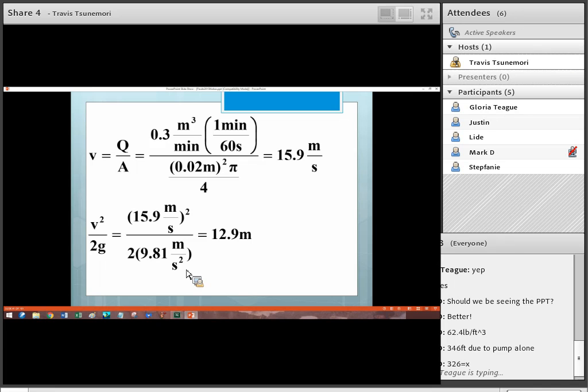And if we do those calculations, we get 15.9 meters per second is the velocity of the fluid in the pipe. And then if we just go ahead and calculate v squared over 2g, that answer is 12.9 meters.